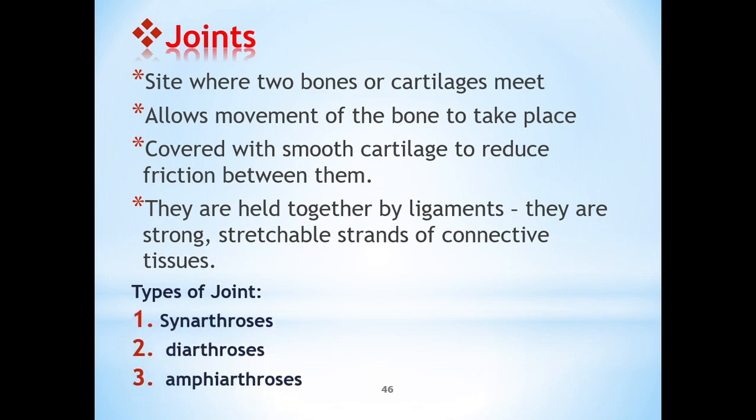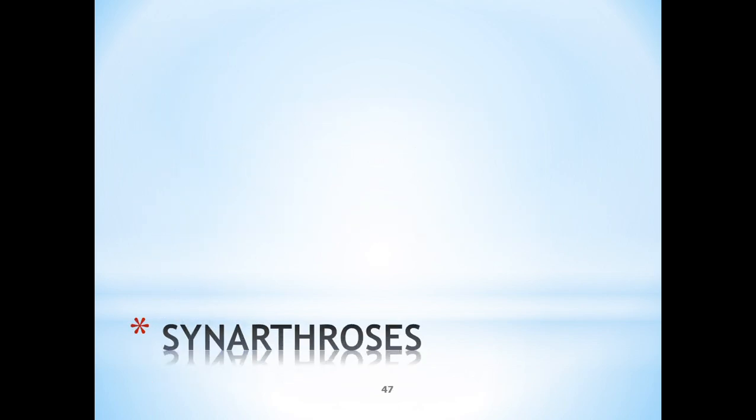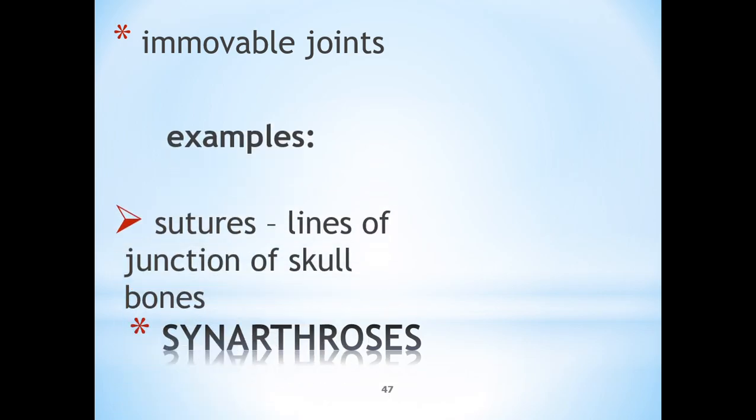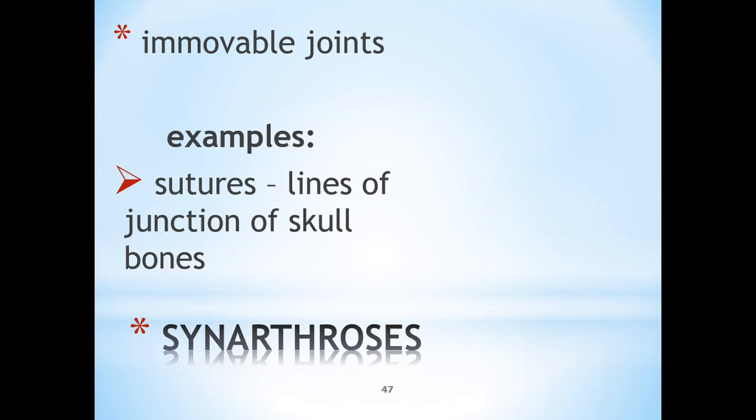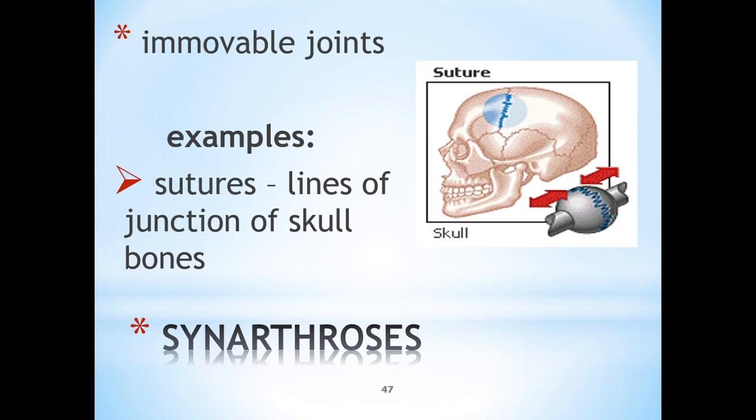So there are types of joint: the synarthrosis, diarthrosis, and amphiarthrosis. So these types of joint are based on the amount of movement of the joints. So when you say synarthrosis, these are immovable joints. Okay, examples: the sutures. Okay, as I had said, some of the structures are like a puzzle. So these lines of junction of your skull bones, these are synarthrosis. This cannot be moved. Okay, yan, ito.